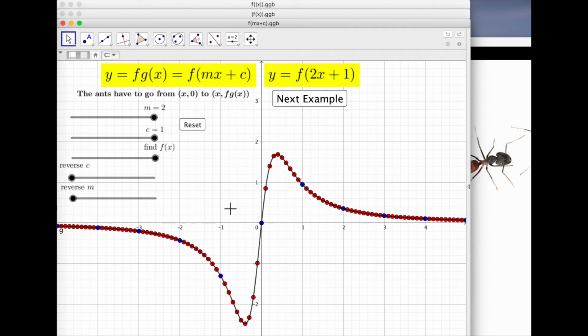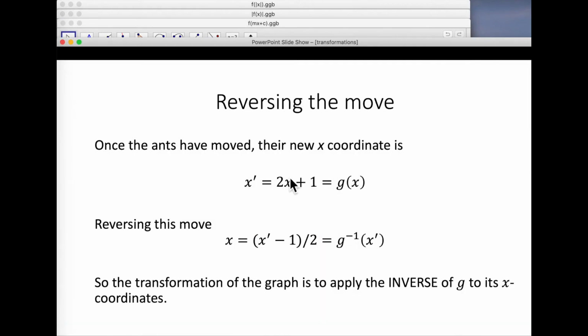So the transformation that applies to the x-coordinate of a point on this graph is the inverse of g. Let's look at that algebraically. So when they move to their new coordinate x dash, 2x plus 1, g of x, they then have to go home. Now we can make x the subject of that equation and see that x is (x dash minus 1) over 2, which is g to the minus 1 of x. So the transformation of the graph that the ants make when they move home is to apply the inverse of g to its x coordinates.